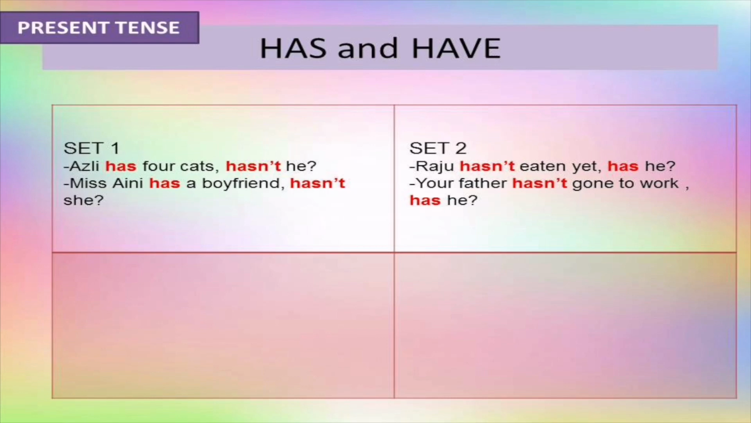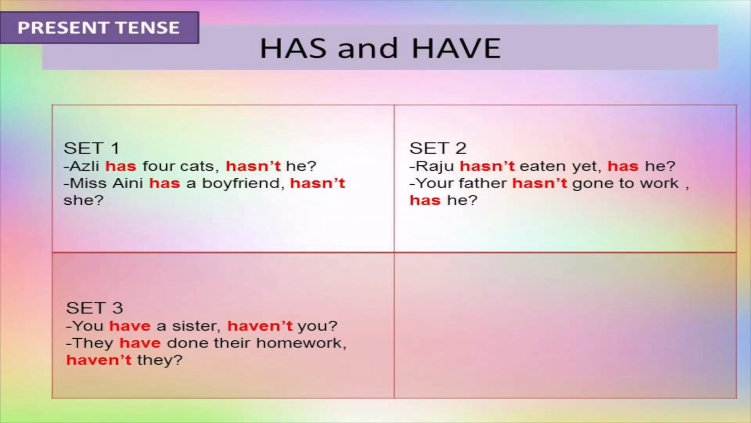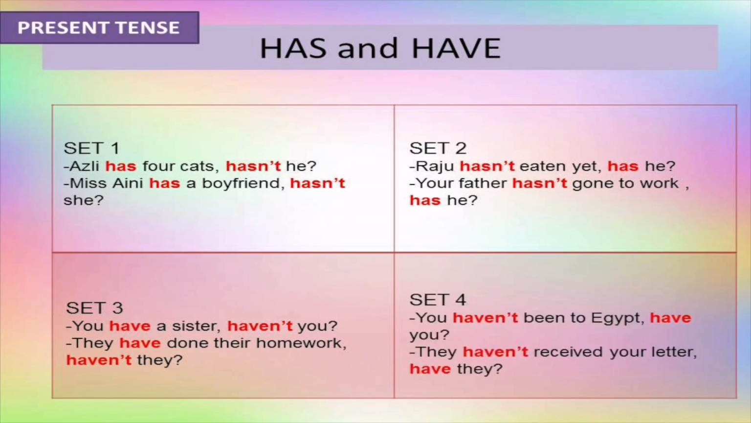Your father hasn't gone to work, has he? So hasn't, negative, and positive, has he. Okay, next. You have a sister, haven't you? They have done your homework, haven't they? Have and haven't. So the last one, negative statement with positive tags. You haven't been to Egypt, have you? They haven't received your letter, have they?